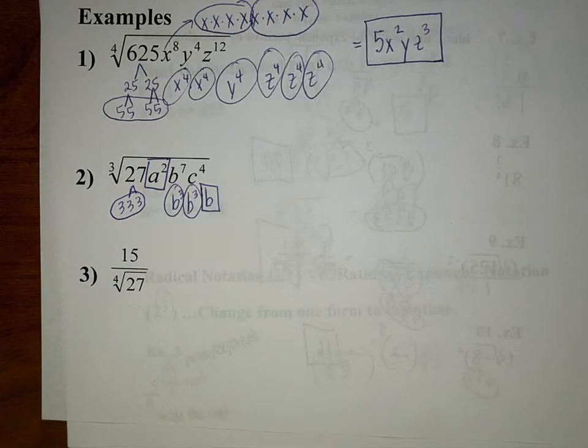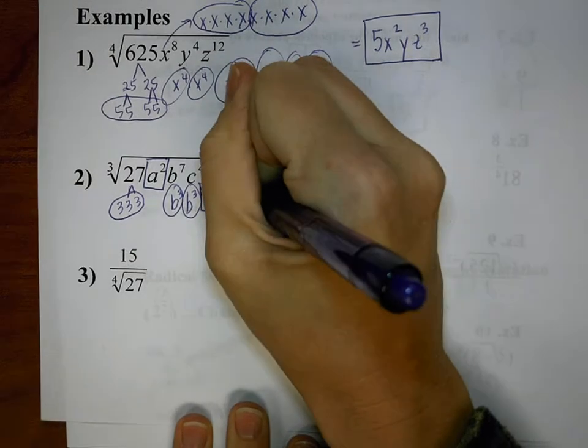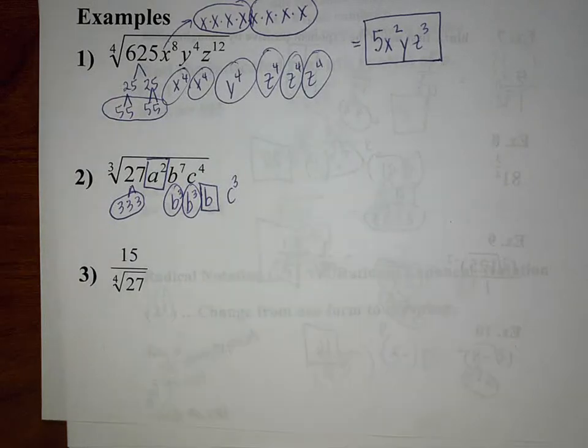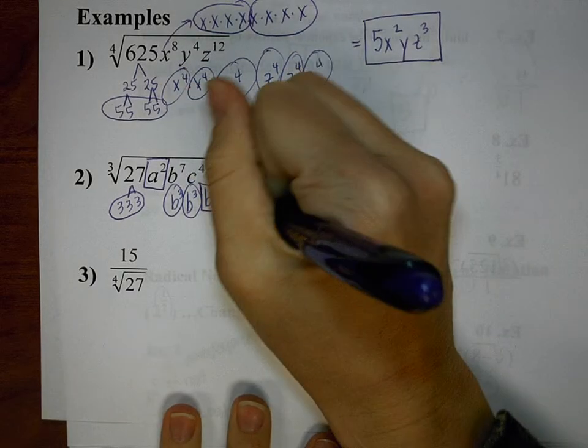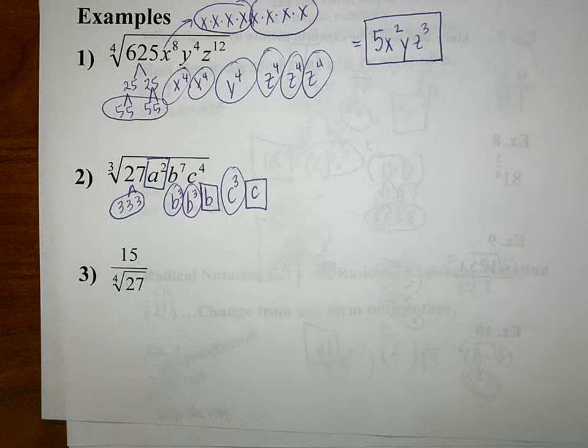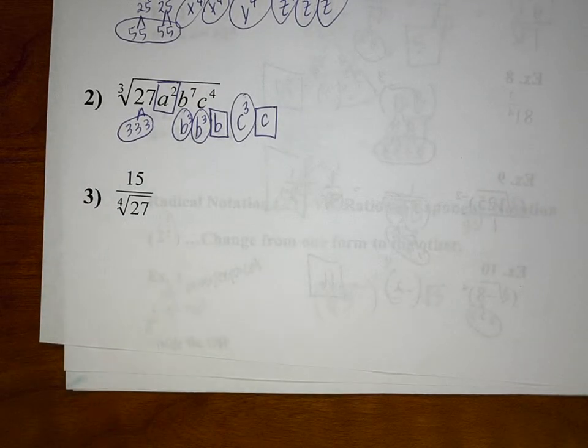How am I going to split up my c's? C to the 3rd, because I need 3 for a group, right? And then how many c's are left over? 1. So I have 1 group of c's with 1 c left over. So when I write this one out, remember all of our groups go to the front.